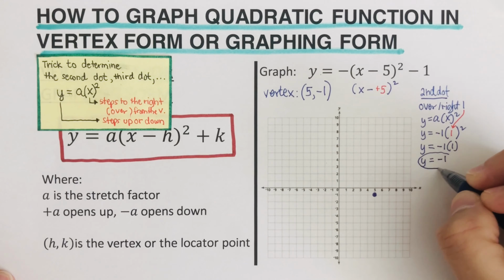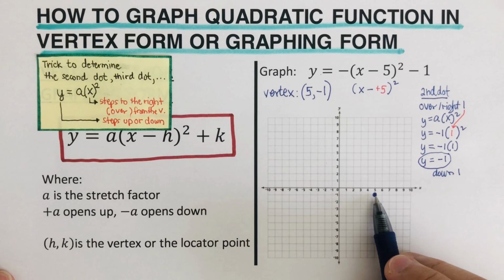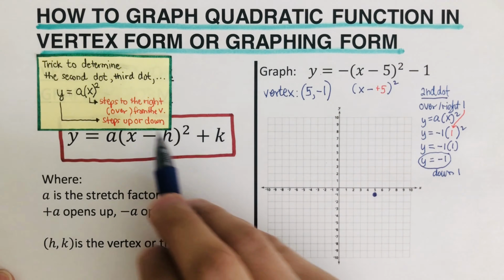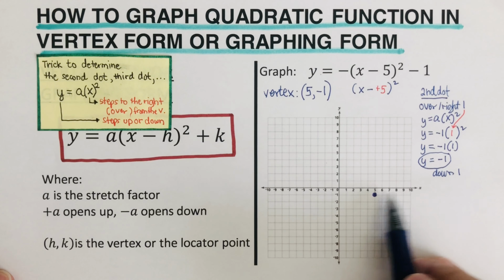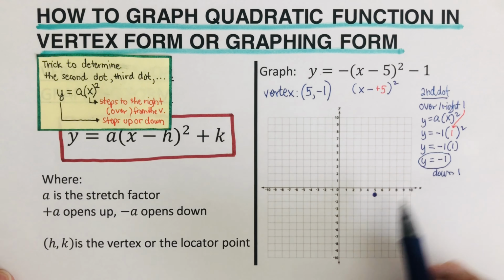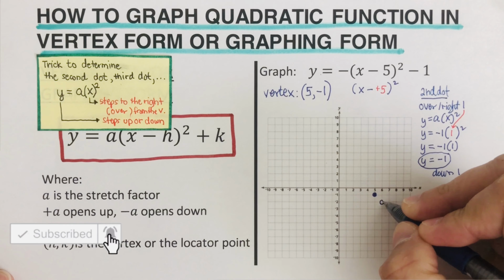What does this mean? We are supposed to go down 1. So we go over 1, or right 1, from the vertex. So from the vertex, I go right 1, down 1, because this was a negative. So right 1, down 1. So this is the second dot.